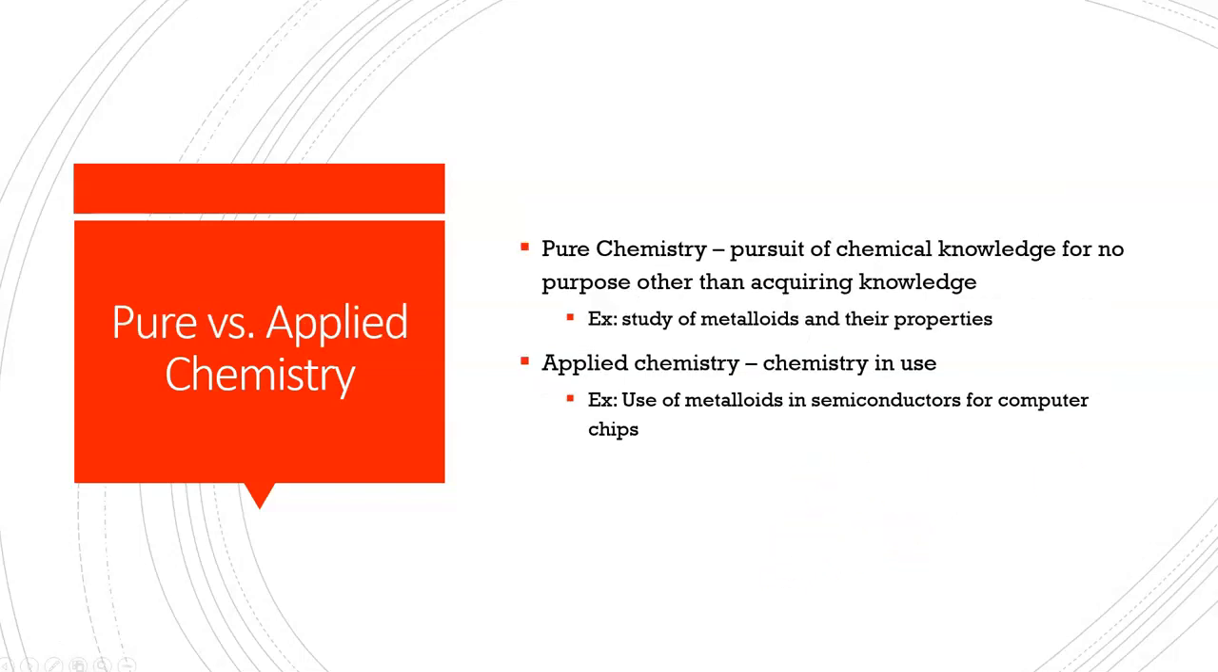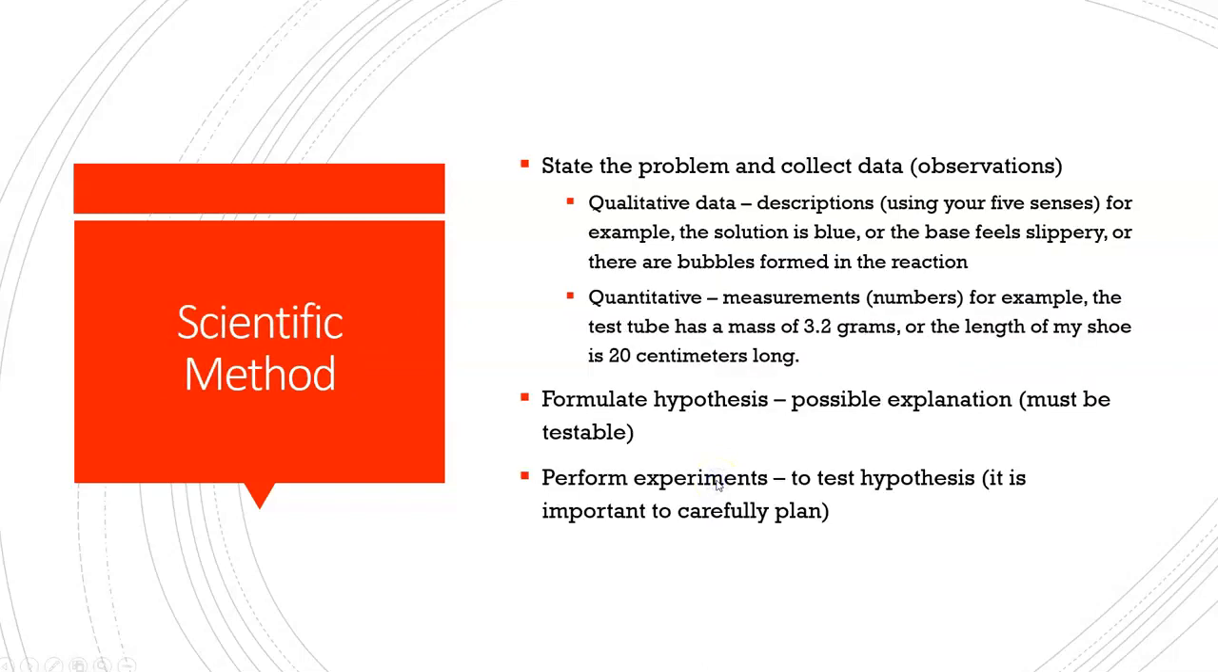Alright, pure chemistry is the pursuit of knowledge for no particular purpose. So you might study metalloids and their properties just to find out what their properties are. And then an applied chemist might take that pure chemical research and apply it to finding the best composition of metalloids to make the semiconductors in computer chips, like that Pentium i5 or whatever is in your computer, or excuse me, Intel i5.